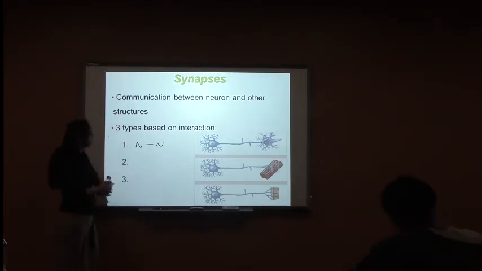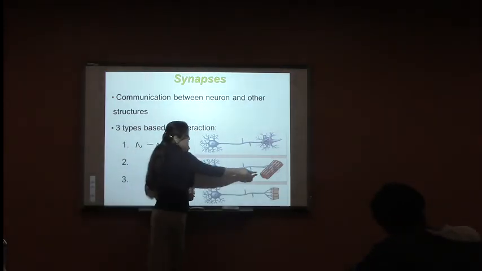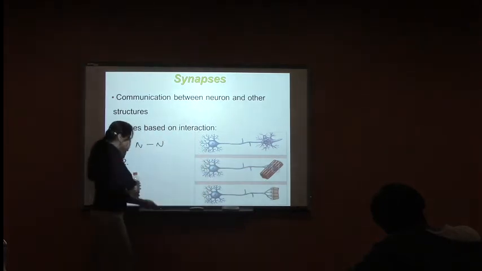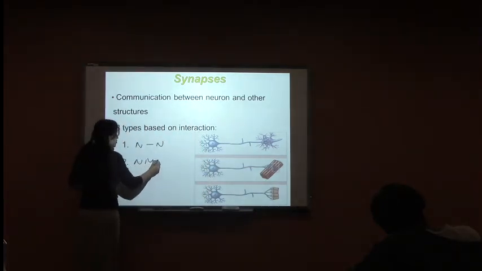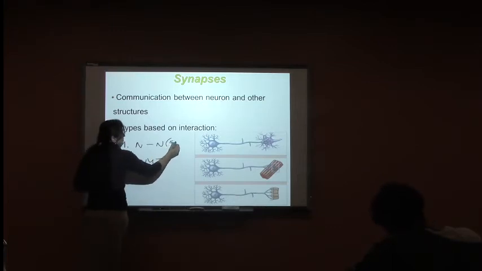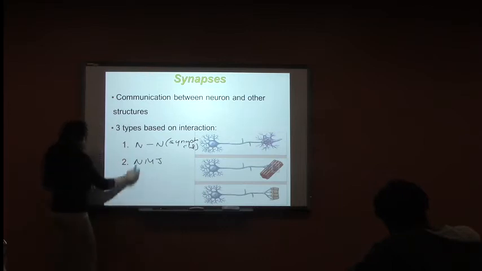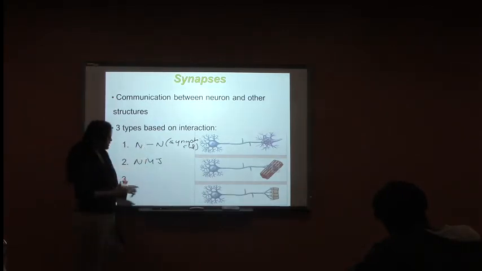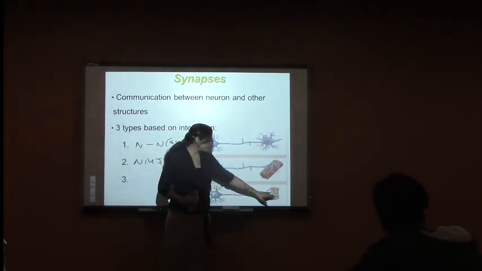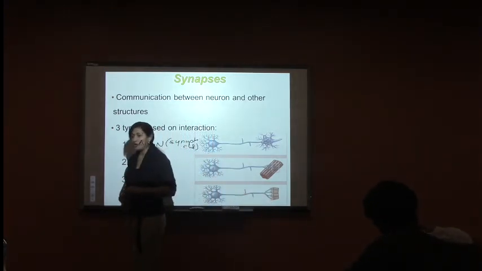Okay? Then you could have a synapse between a neuron and a muscle cell, which we already learned about, which is called the neuromuscular junction. This is just called synaptic cleft, or synapse. The third one is a junction between a neuron and glands in our body.